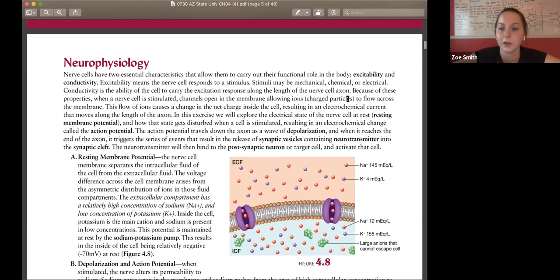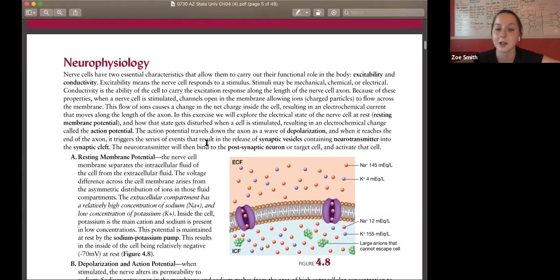Because of these properties, when the nerve cell is stimulated, channels open in the membrane allowing ions, which are charged particles, to flow across the membrane. This flow of ions causes a change in the net charge inside the cell, resulting in an electrochemical current that moves along the length of the axon.